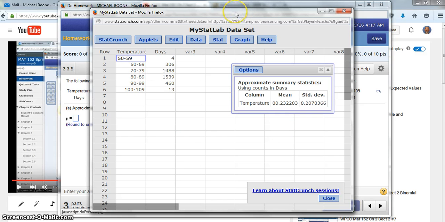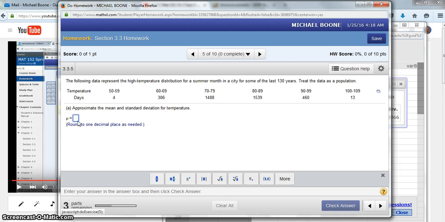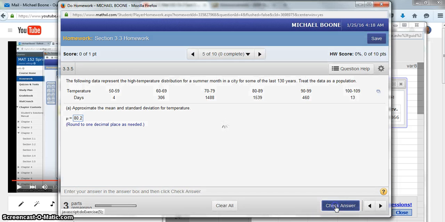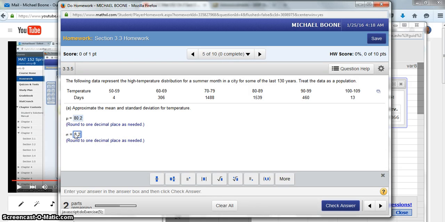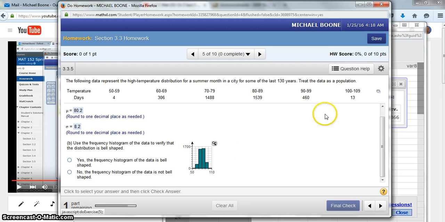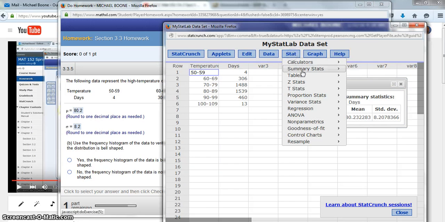So let's see how these work out. So I have a mean of 80.2. And my standard deviation was 8.2. So again, once we get the data in, we're just doing stats, summary stats, and then grouped bin data. Very easy way to find the mean and standard deviation from a frequency distribution.